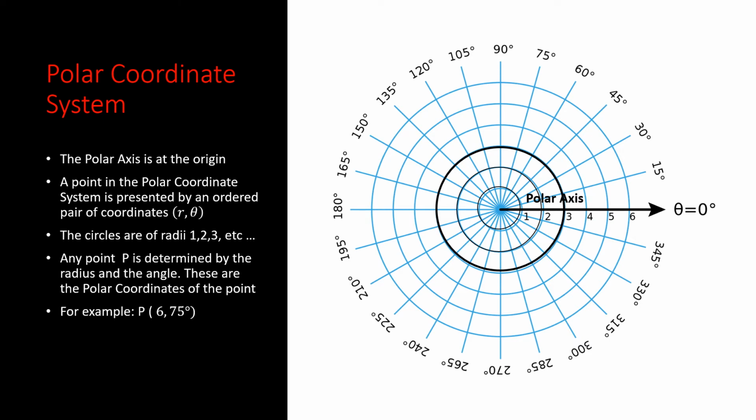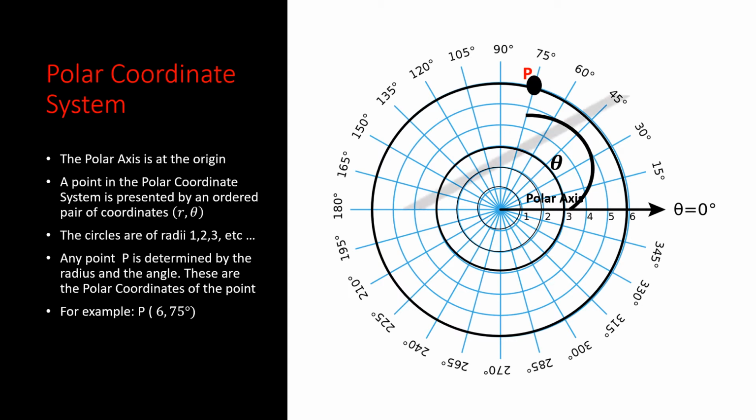So let's take an example. Point P has a radius of 6 and an angle of 75. So this is the angle. Let's see how it is determined. So there's an angle of 75. This is a circle of radius 6. So point P is determined by the radius and the angle.